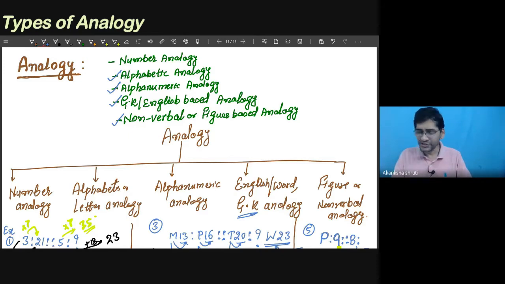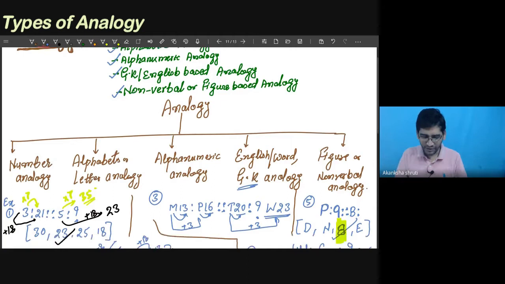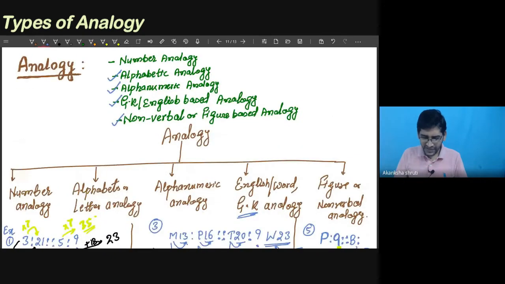So what type of questions are framed in this analogy? What are the various types of analogy? All those details we have learned in our earlier classes. Analogy can be broadly classified into these 5 categories. The very first is number analogy. The next is alphabetic or letter analogy. The next one is alphanumeric. The next is English or word based or general knowledge based. The last one is non-verbal or figure based.